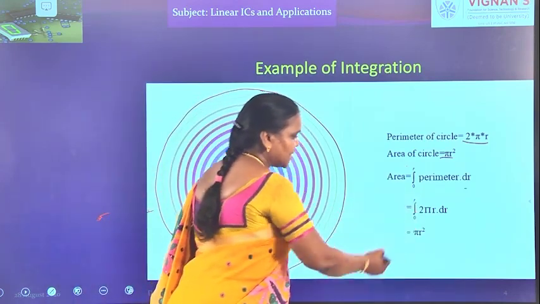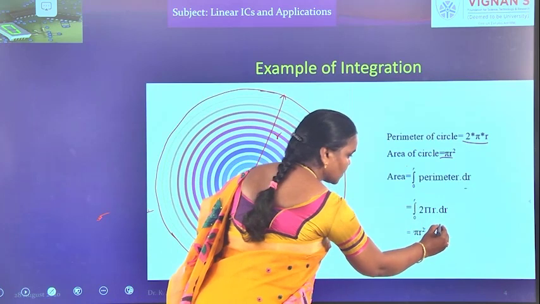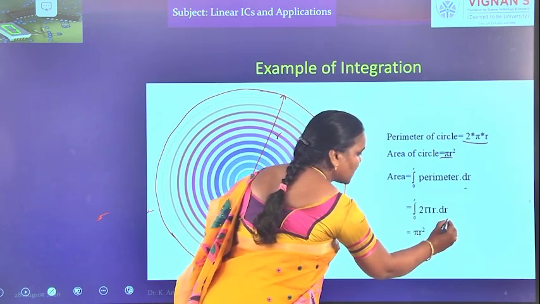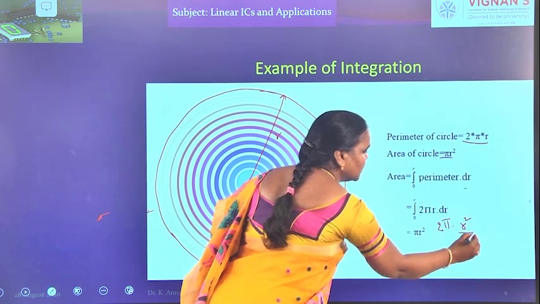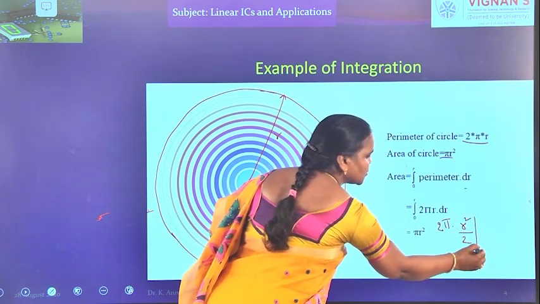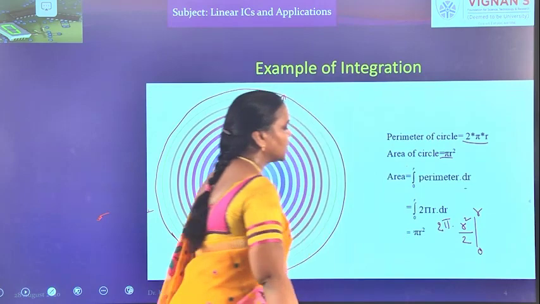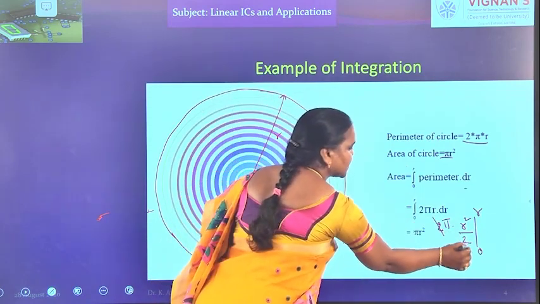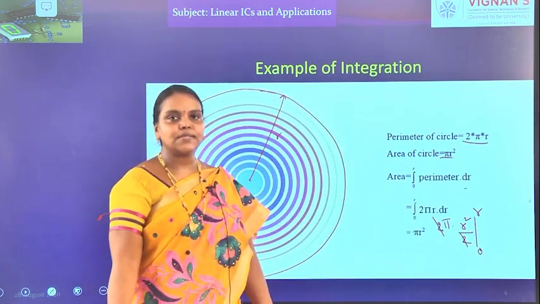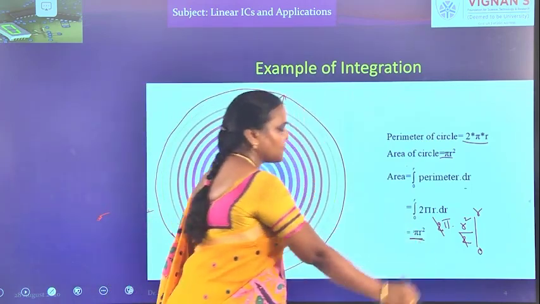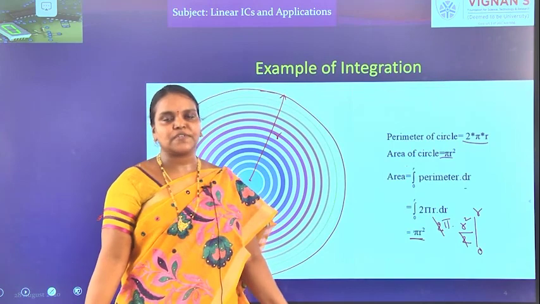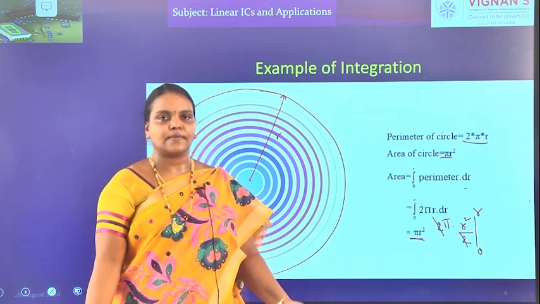Now, if you integrate this, 2 pi is constant, integration of r is r square by 2, and the limits of integration are 0 to r. This 2 and 2 get cancelled. So the answer is pi r square. All of us know it is the area of the circle whose radius is r.